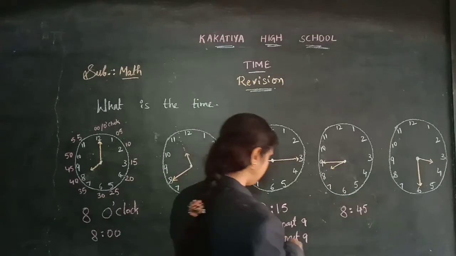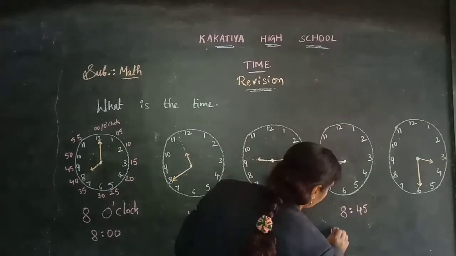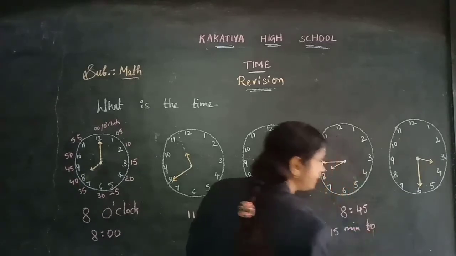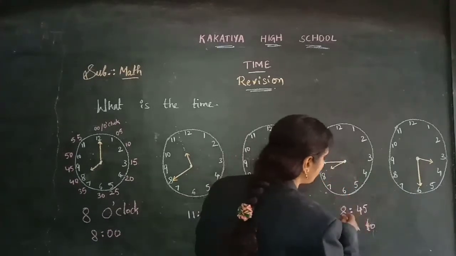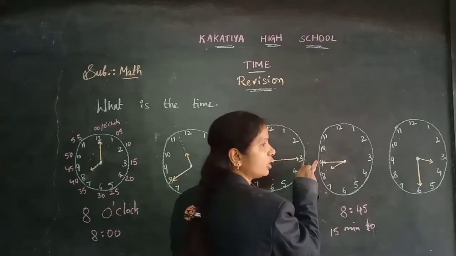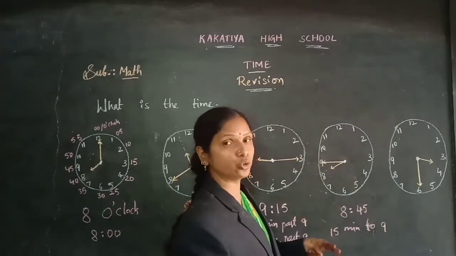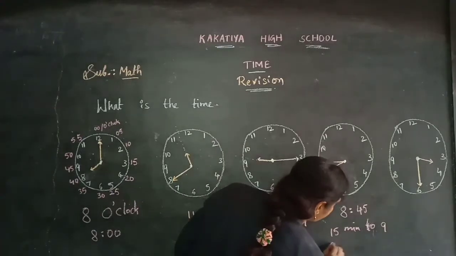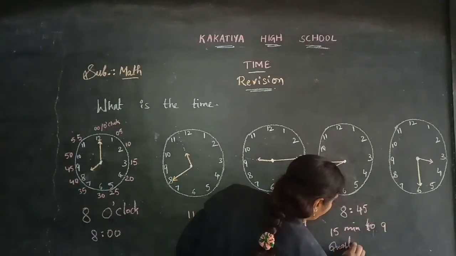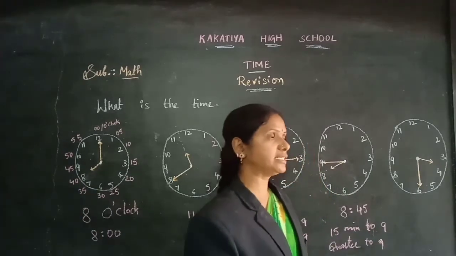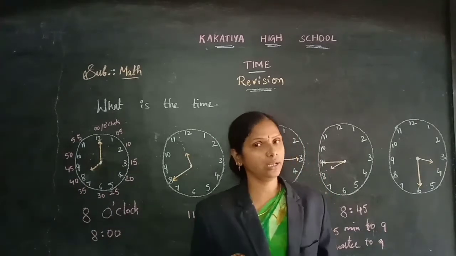So how can we write here? 15 minutes to, not completed, we should go. To what hour? The next hour. What is the next hour? 9. So the next hour is 9. So 15 minutes to 9. So 15 minutes is there to reach the 9 o'clock.